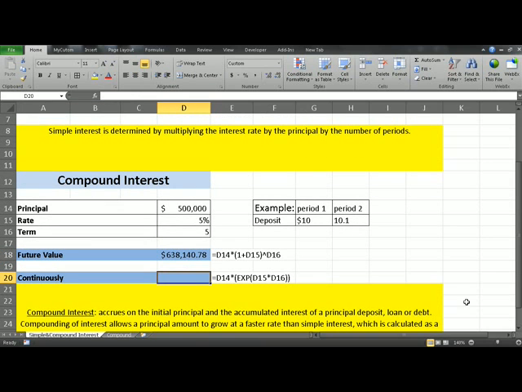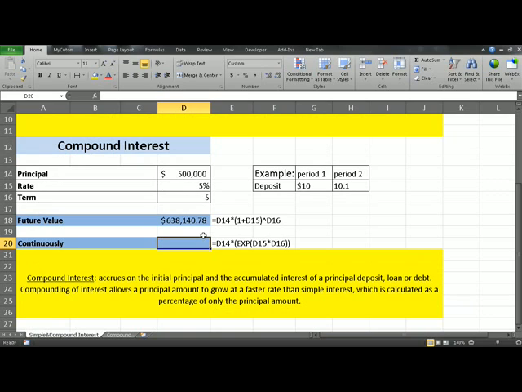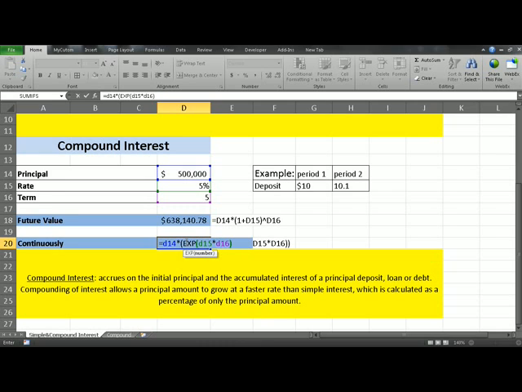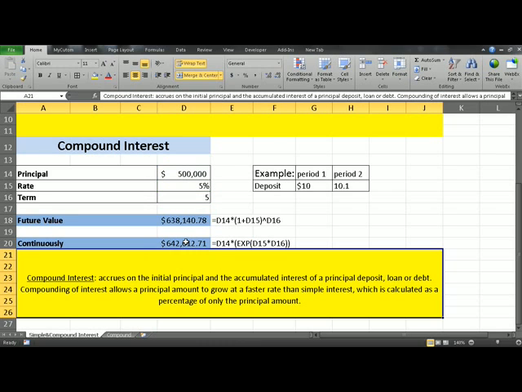Last thing that I want to touch base on is continuously compounded interest. This is where the interest is continuously compounded, as the word suggests. To calculate this, click in D20 and type equals D14, which is your principal, times, open a parenthesis, this is the natural logarithm. More details of this can be found on Google if you're interested. Open a parenthesis, D15, times D16, close the parenthesis and close the parenthesis, hit enter.